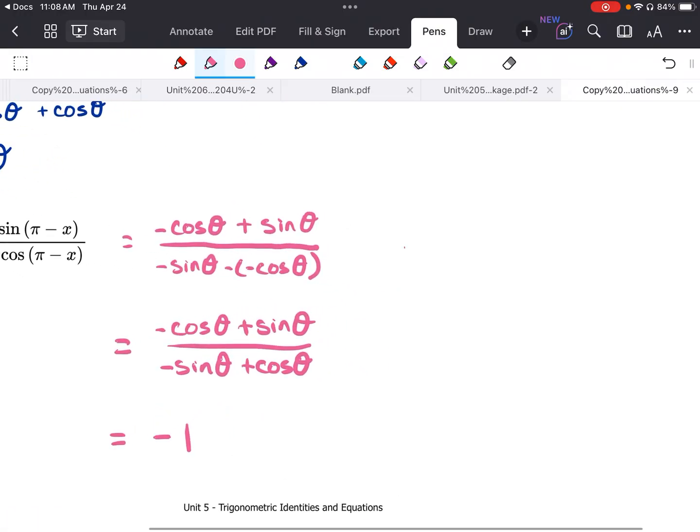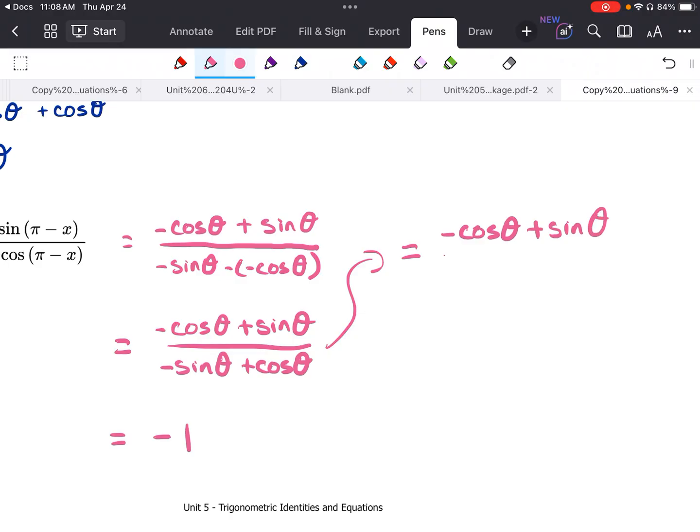Those of you not understanding that, I can even put it in the correct order. So we have negative cos theta plus sine theta. If I want cos to come first on my denominator, it's positive and then negative. So they're the complete opposites, so negative 1.